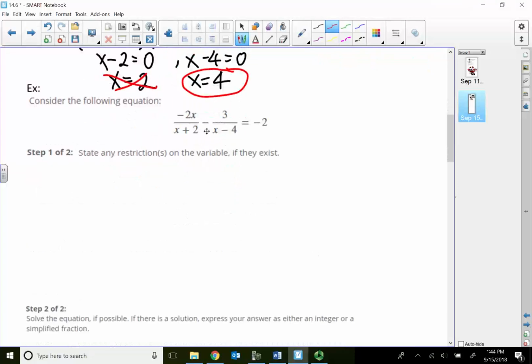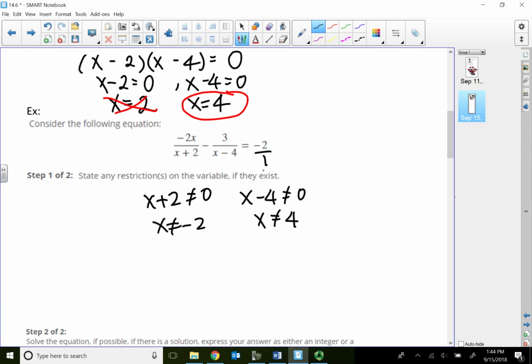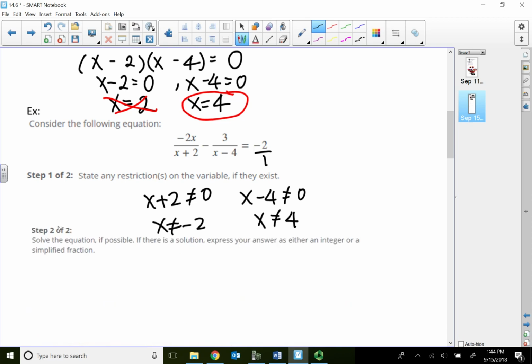All right, so this one is similar to the very first one that we did. Let's do the restriction. X plus 2 cannot equal 0, so x cannot be negative 2. The other denominator, x minus 4, cannot equal 0, so x cannot be positive 4. Under the negative 2, the denominator is just 1, so it has no variable in it, so I don't have to set it not equal to 0. So here are my two restrictions.